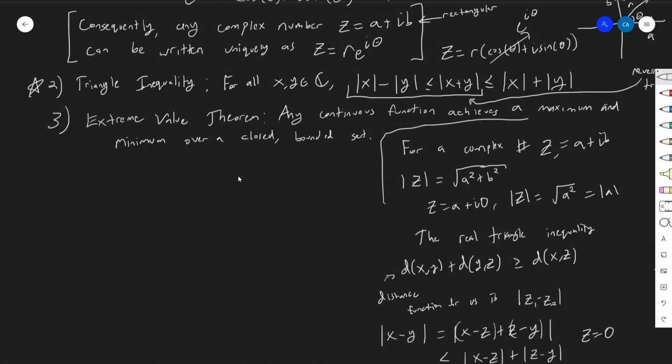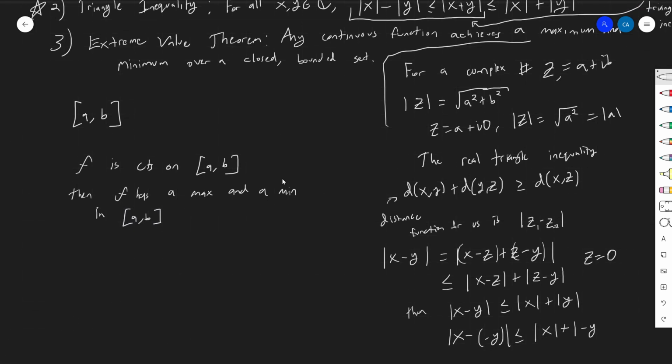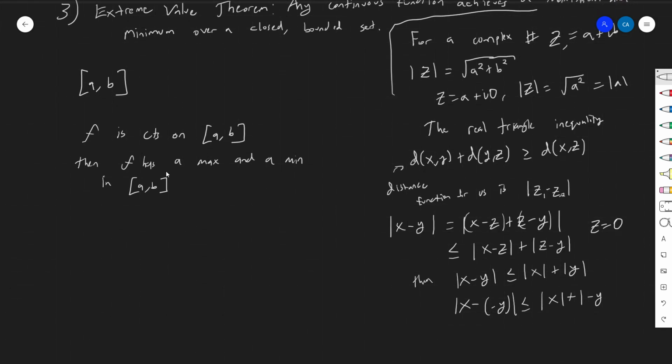So the way that you treat it in Calc 1 is that if I have an interval from a to b, and I have a continuous function on this interval, then f has to have a maximum and a min in a and b. And that might sound kind of silly, right? Like, of course the function has a maximum and minimum. What would it look like for a function not to have a maximum or minimum on some interval?